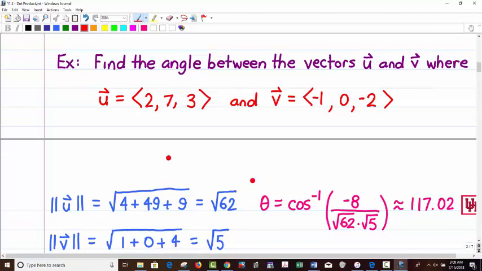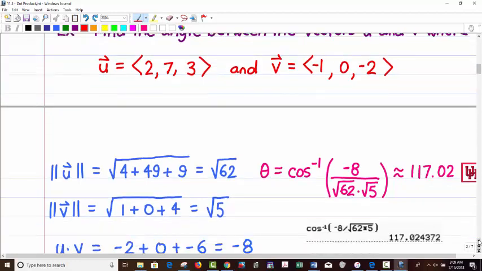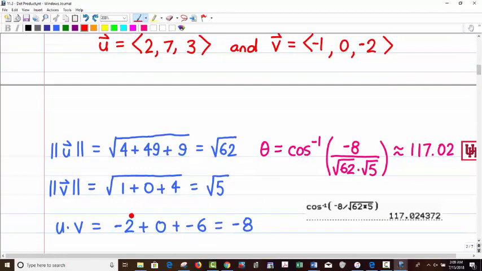I found the magnitude of u. So 2 squared is 4, 7 squared is 49, 3 squared is 9, square root of 62. And magnitude of v would be negative 1 squared, which is 1, negative 2 squared is 4. That gives you square root of 5. The dot product would be 2 times negative 1 is negative 2. 7 times 0 is 0. 3 times negative 2 is negative 6. You add those up and you get negative 8.